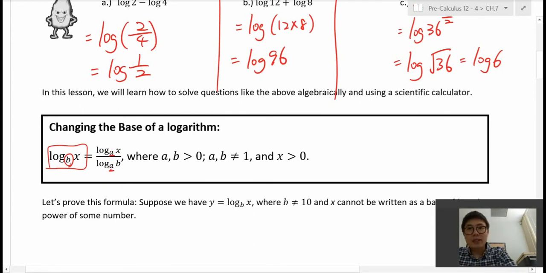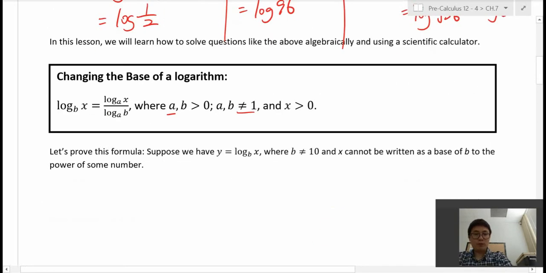As long as a is bigger than 0, it doesn't equal 0, and it's not equal to 1. You can see here, a has to be bigger than 0, and a cannot equal 1. And of course, x would have to be bigger than 0 as well, because we cannot log negative numbers. So we can change the base. From a base that's given to you, you can change to any base you want. Sometimes this is helpful, could be useful when we simplify things. So that's the last rule that I'm showing you.